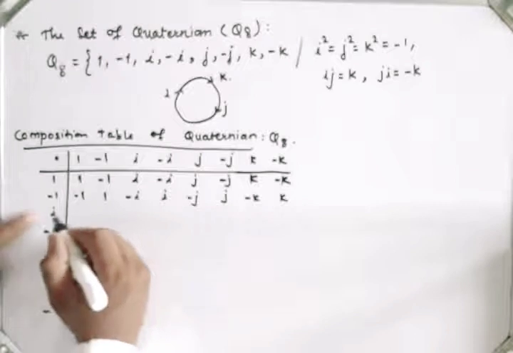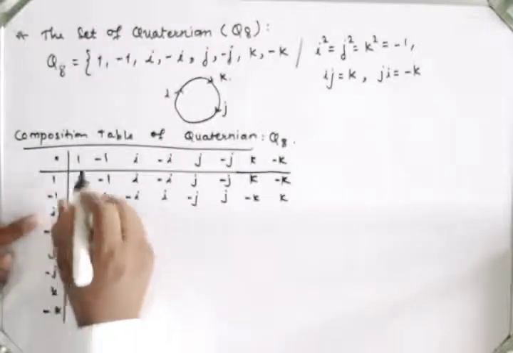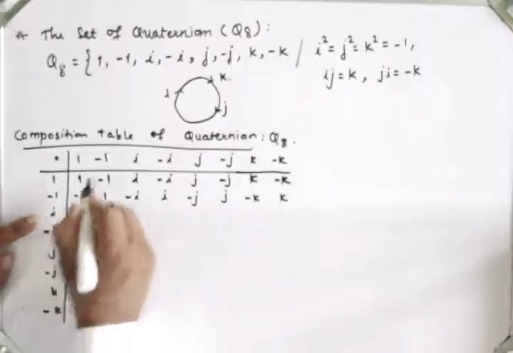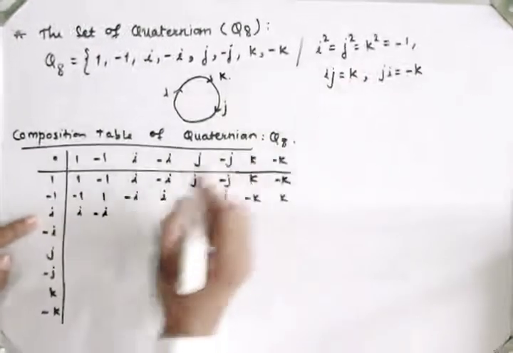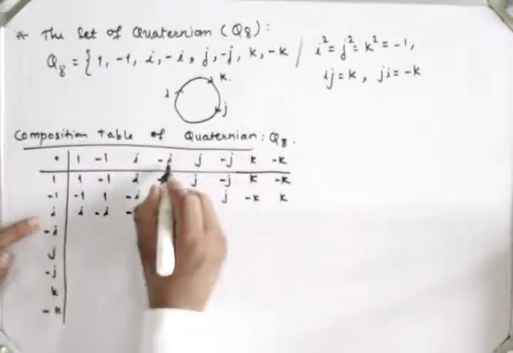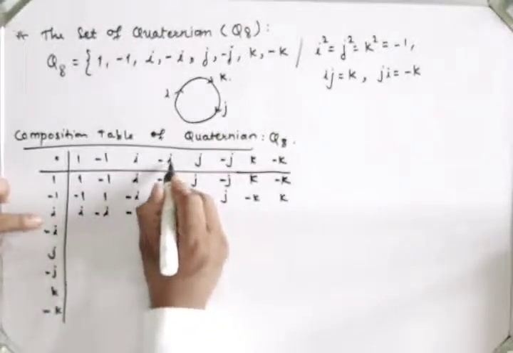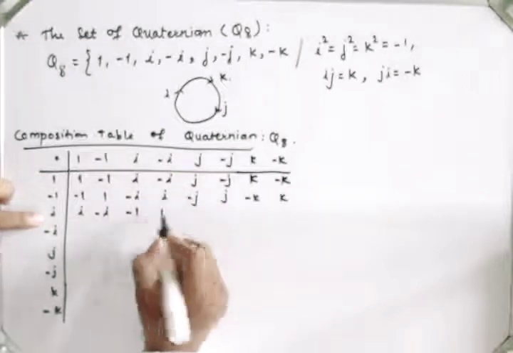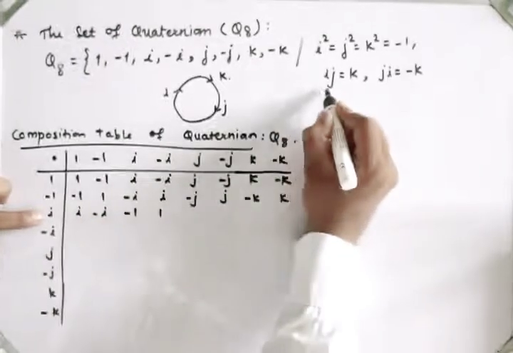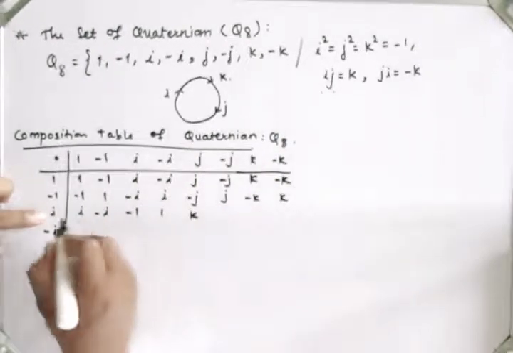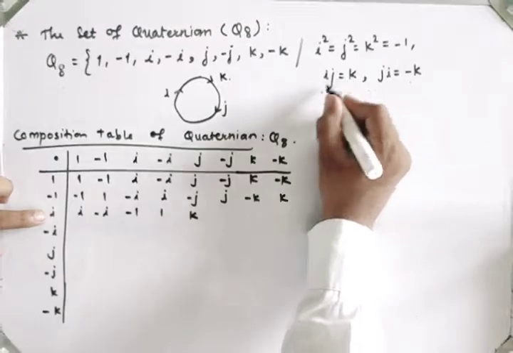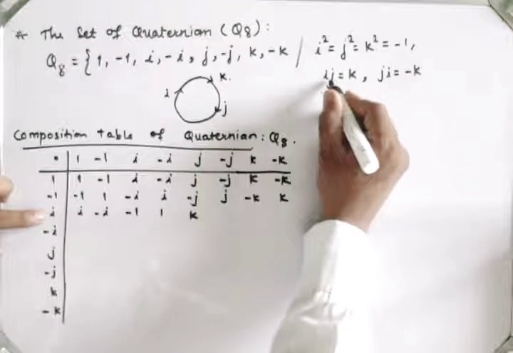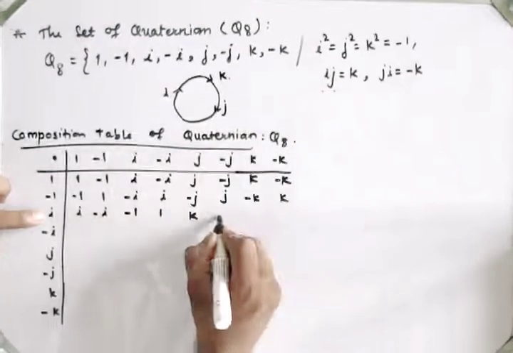Next we'll take i into 1, which is i. I into minus 1, minus i. I into i, i square value is minus 1. Next i into minus i, here minus sign, i square is minus 1, so minus minus plus 1. So i into j, what is i into j, which is k. I into minus j, so i into j is k, and take the minus sign outside, so minus k.